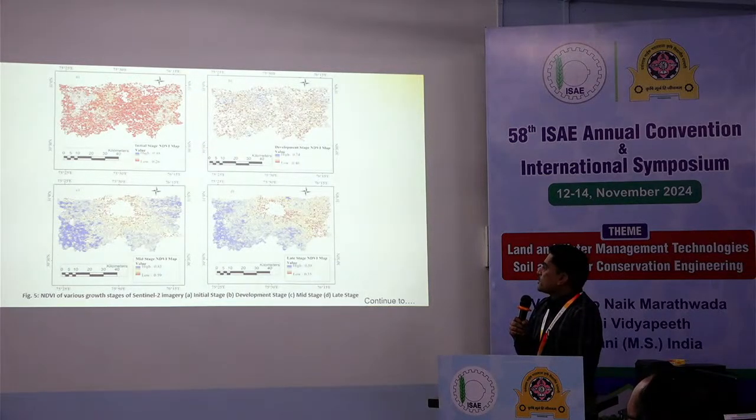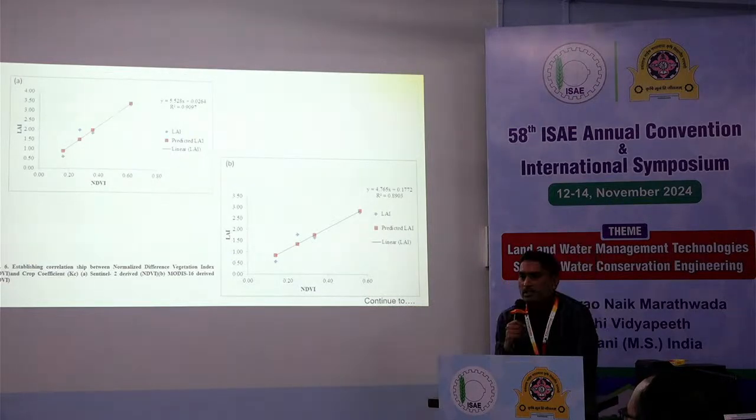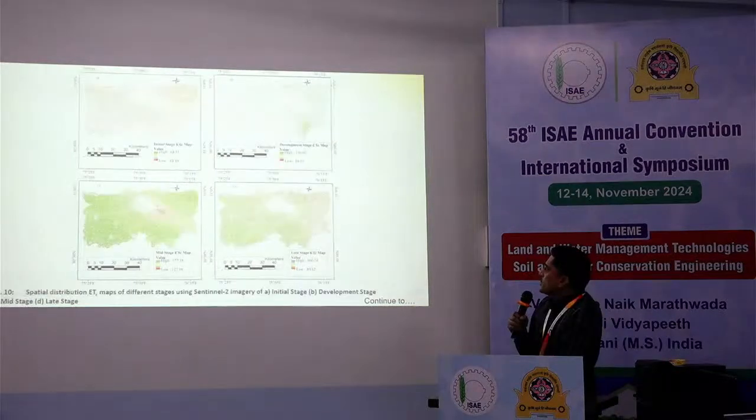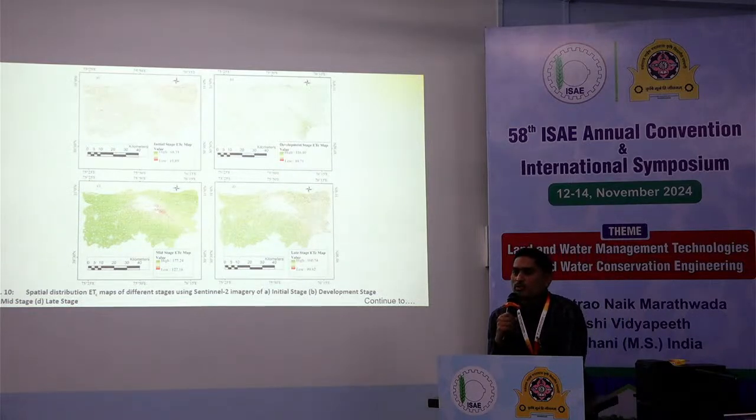satellite. Next is the MODIS satellite. We have to allocate the trend. Then we have taken the leaf area index values of this. So we have, then for estimation of the crop evapotranspiration of the paddy crops.